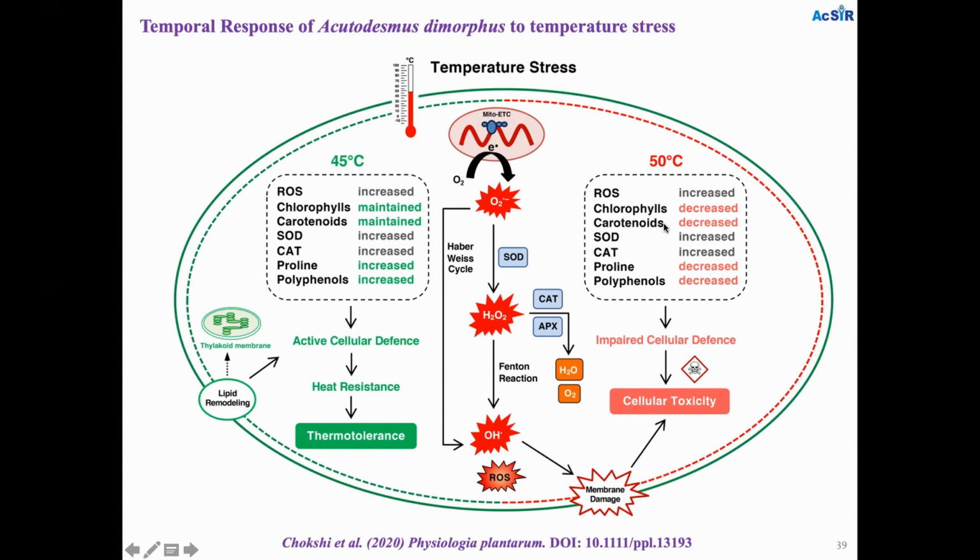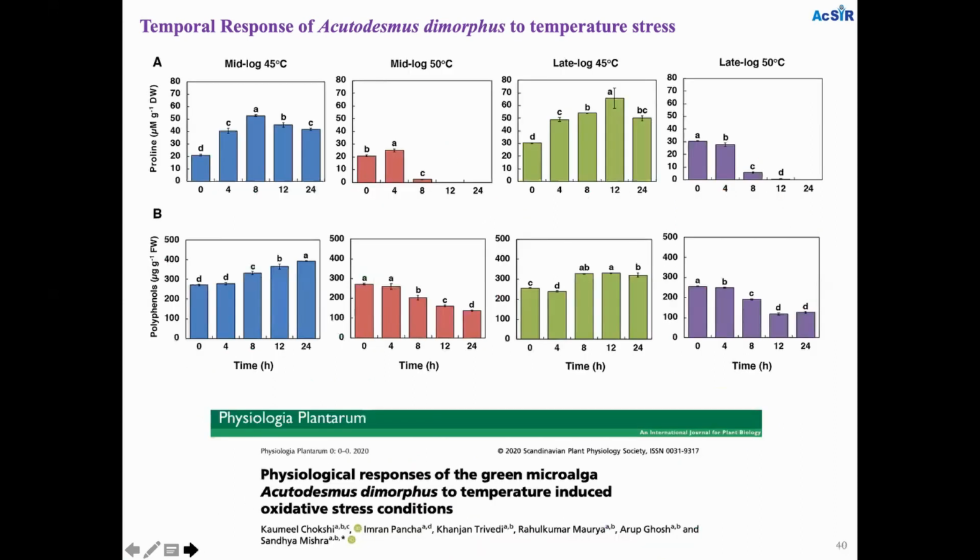Whereas at 50 degrees centigrade, there is a decrease in the proline and polyphenols, as well as a decrease in the pigments, and there is no remodeling of the membrane lipid. So the cellular defense response gets impaired, and this has led to the toxicity of the cell. These findings were very well correlated with the live and dead ratio of the cells.